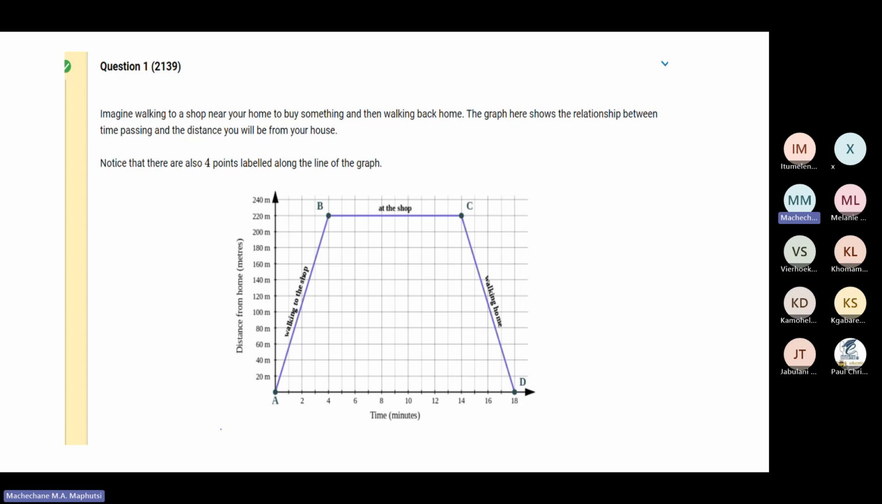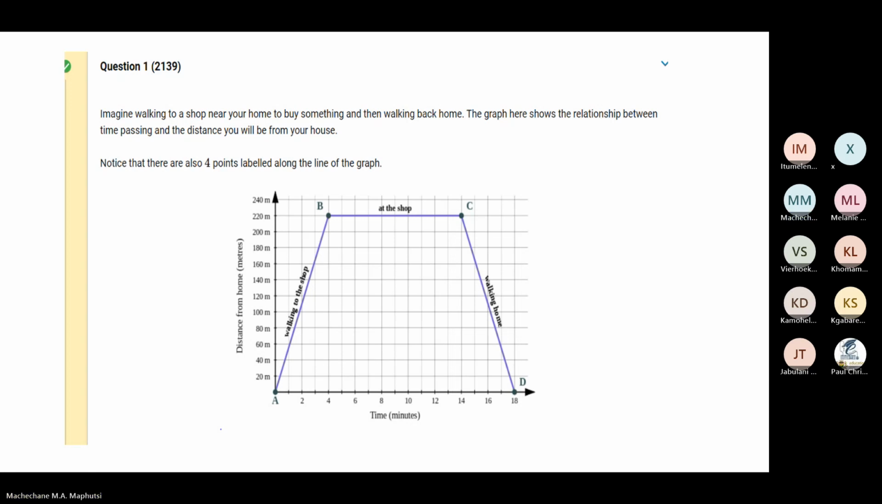Okay, so if you notice in my sketch, there are 4 points labeled along the graph. I'm having point A down here on the horizontal x-axis. On top there, I'm having letter B, letter C, letter D. So what is the meaning of this? We are representing that scenario using the graph. So from A, it means that the learner is walking towards the shop.